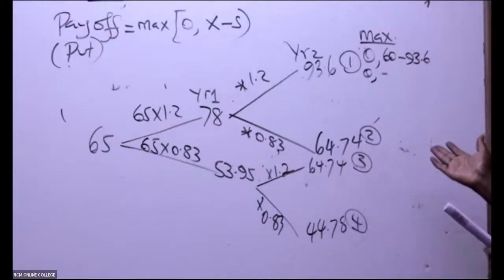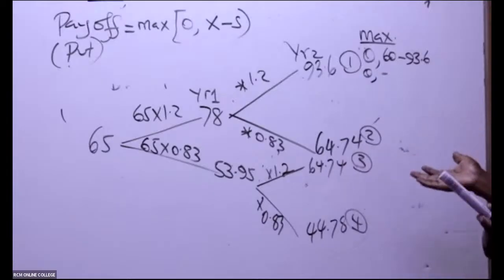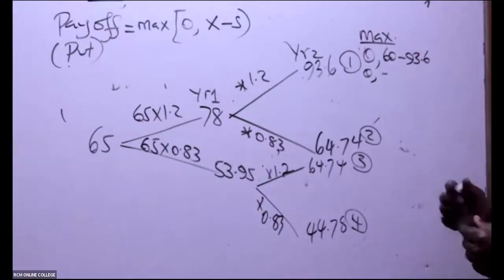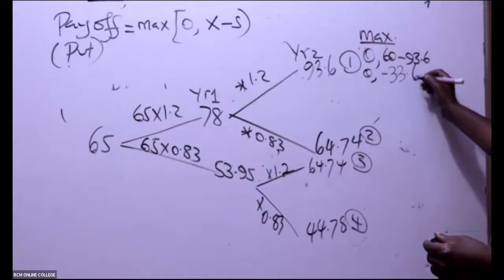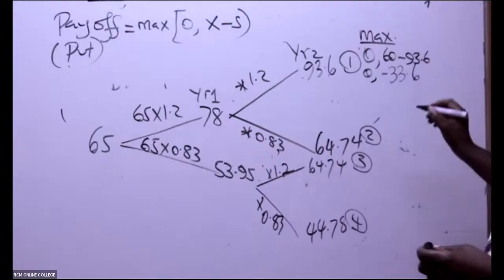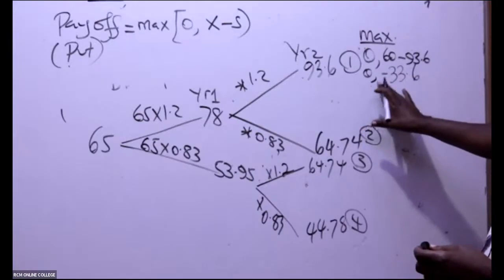Oh, now they are not talking to me. How I wish we never started doing a bad question. It is minus that. It's a very good question. You love it. It's a very, very good question. So 0 and minus 3.6.